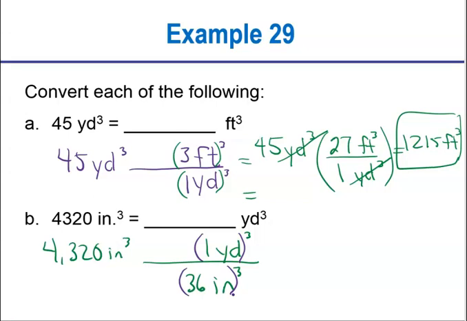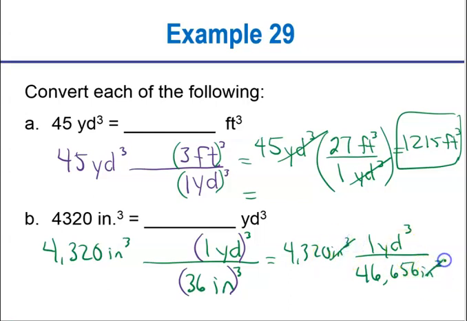So really, this is equal to 4,320 inches cubed times, now 1 cubed is still 1, so that's 1 yard cubed, and 36 cubed, that's 36 times 36 times 36, and that's 46,656 inches cubed. Those inches cubed are going to cancel out, and I'm going to end up dividing. So 4,320 divided by 46,656. So I get a pretty small number.